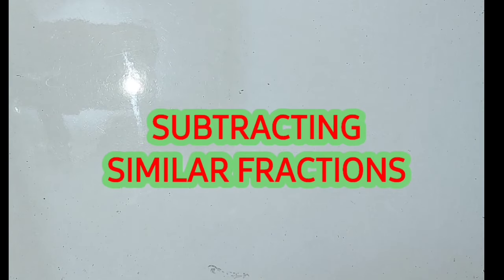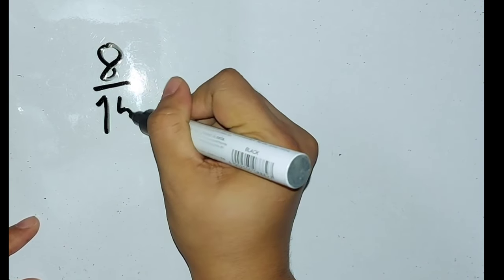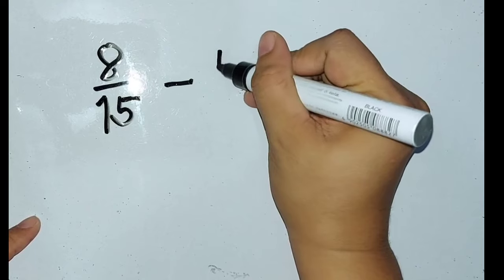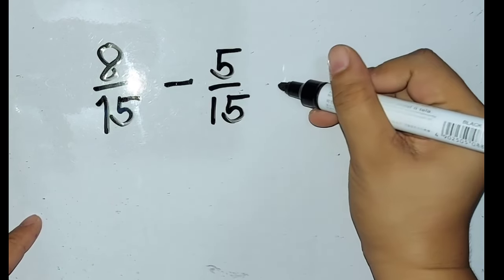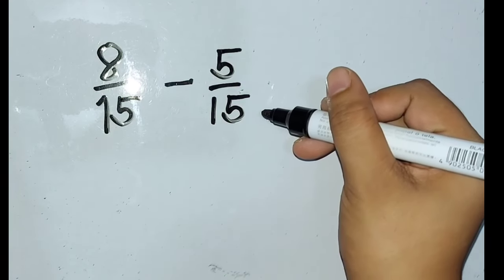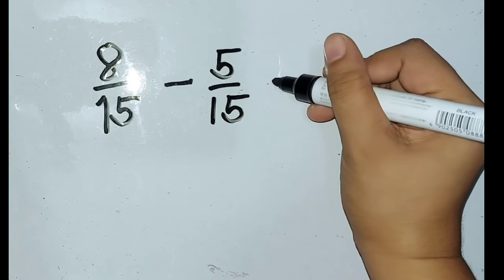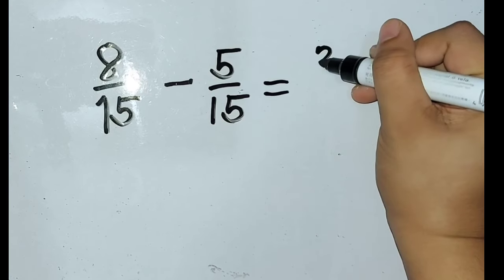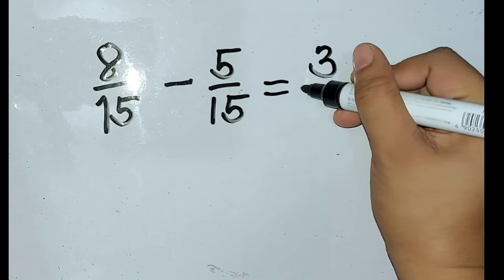Let's now have the steps in subtracting similar fractions. Step 1. Write the given. Our given is 8 over 15 minus 5 over 15. Step 2. Subtract the numerators and copy the common denominator. Our numerators are 8 and 5. 8 minus 5 is equal to 3. Since we have the common denominator of 15, let's copy 15.